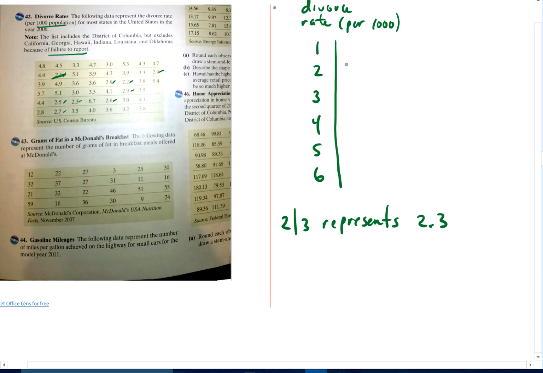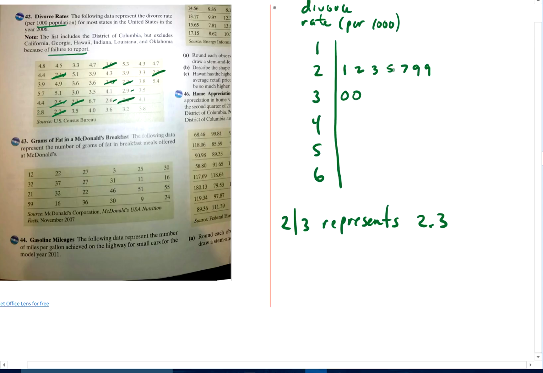So I'm going to do 2.1, 2.2, 2.3, 2.5. The only downside about doing this is if I miss one, then I have to go back. 7, 9, 9. Okay. Now 3's. 3.0. A few more 3.0's. Yep.